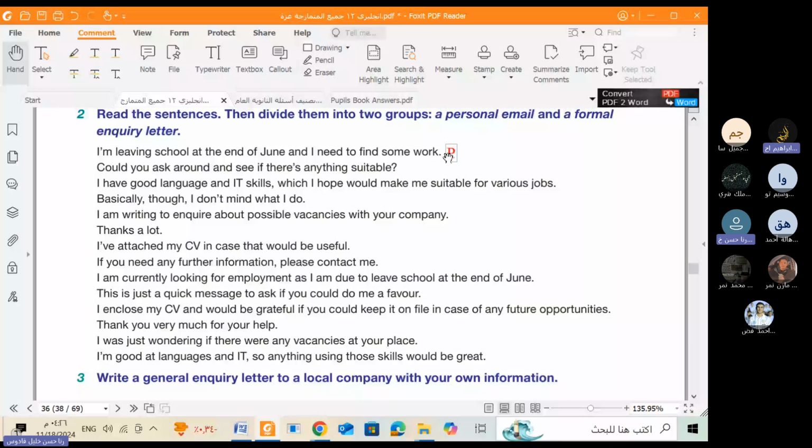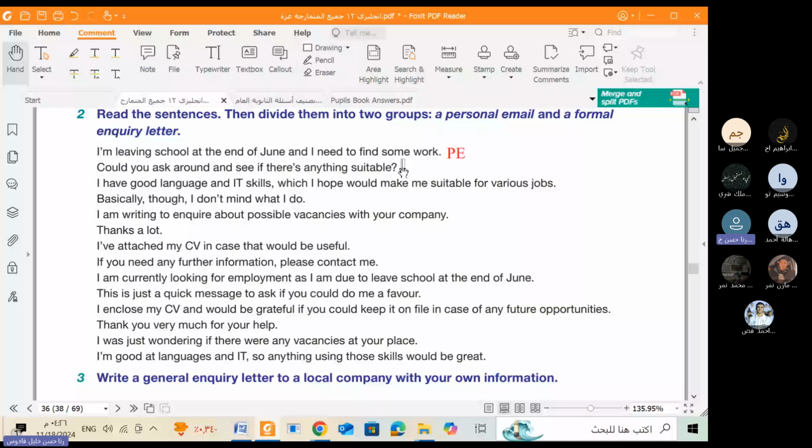What about number 2? Yeah, Malak. Could you ask around and see if there is anything suitable? Personal. It is personal. When you say, could you ask around, this is something personal. Pay attention. The personal sentences contain very simple language. That is conversational language. You use it in everyday situations. It is not a very strong language, let's say.